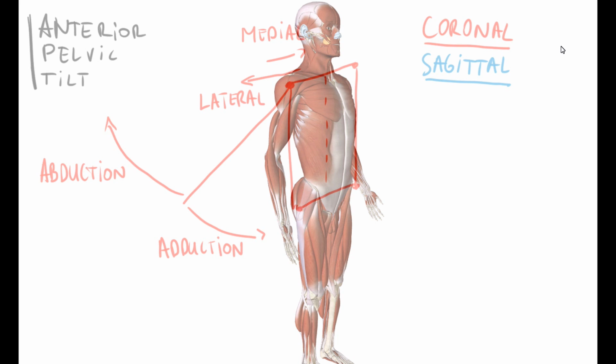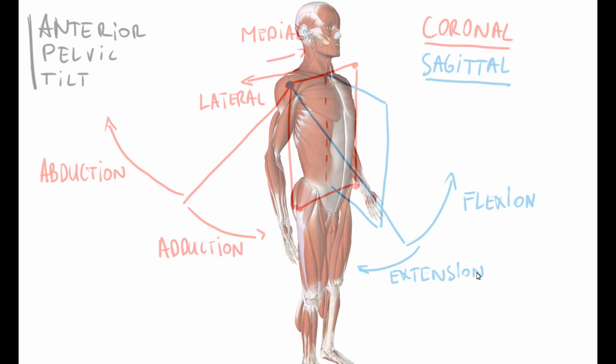Sagittal plane divides the body into right and left sections. So that's slicing the body front to back. Terminology that can be used here. Let's start with the movement. Let's use the same shoulder joint. Going up, flexion. Going backwards, extension.